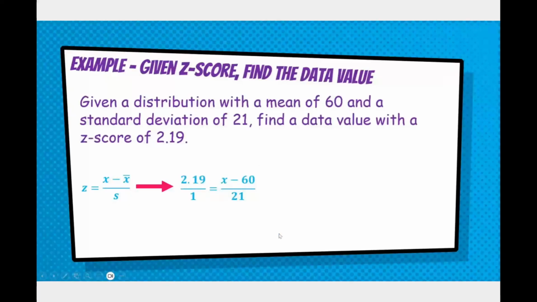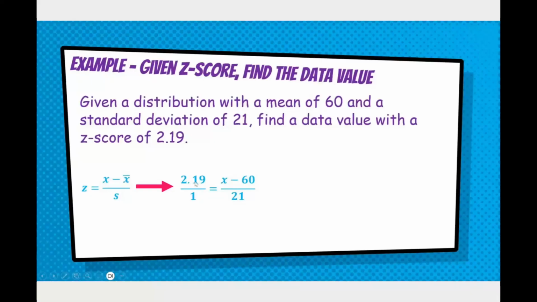I always want to start by making my sketch. It looks like I don't make my sketch here, which kind of is frustrating to me. But I'm given a distribution with a mean of 60 and a standard deviation of 21. So what I'm asked to find is the value of a z-score of 2.19.